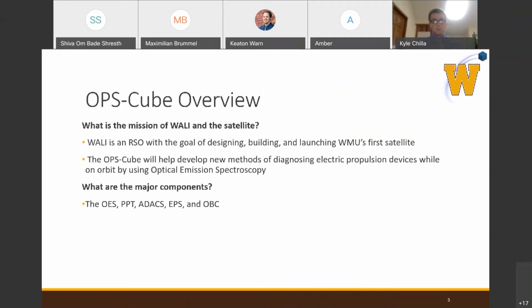WALI is the Western Aerospace Launch Initiative. We are an RSO with the goal of designing, building, and launching WMU's first satellite. The OptCube satellite will help develop new methods of diagnosing electric propulsion devices while on orbit by using optical emission spectroscopy. The satellite contains the optical emission spectrometer, the pulse plasma thruster, or the PPT, the attitude determination and control system, or ADCS, and the EPS, which is the electrical power system, and then the onboard computer, or the OBC.